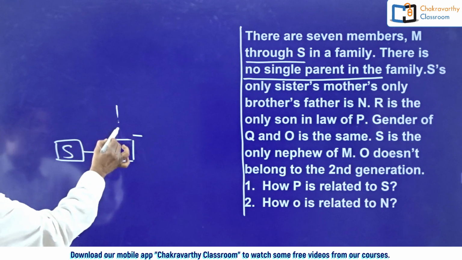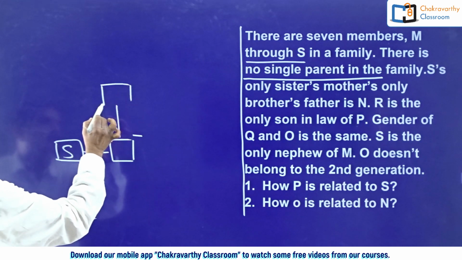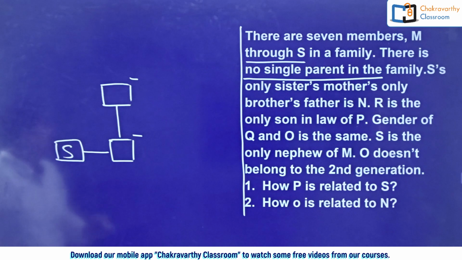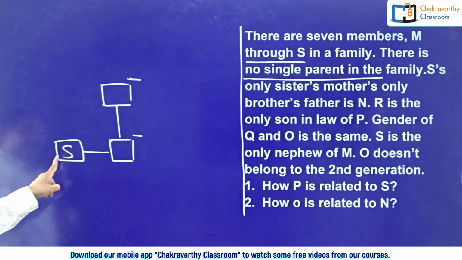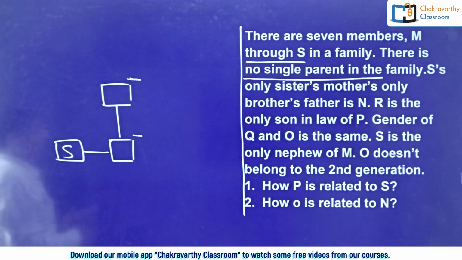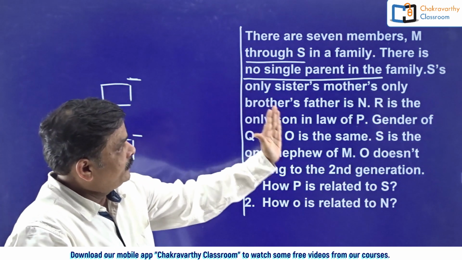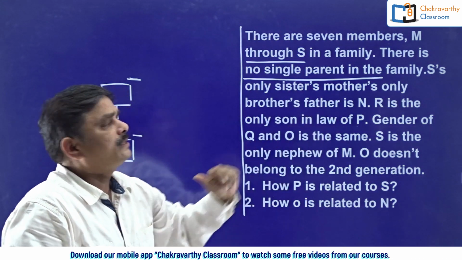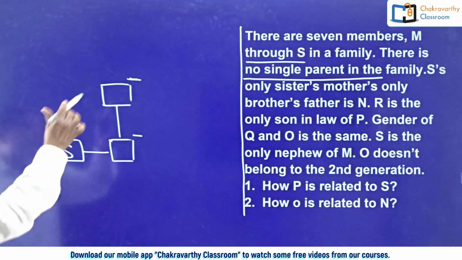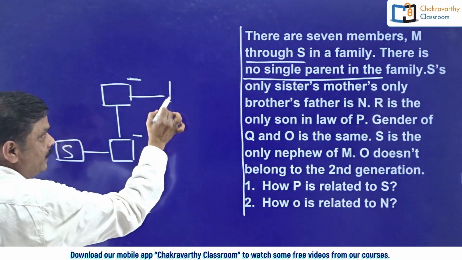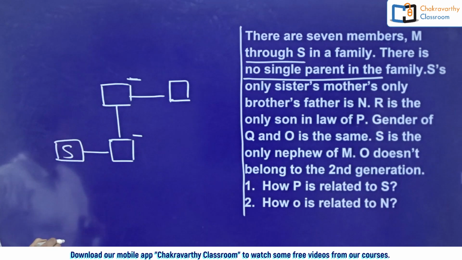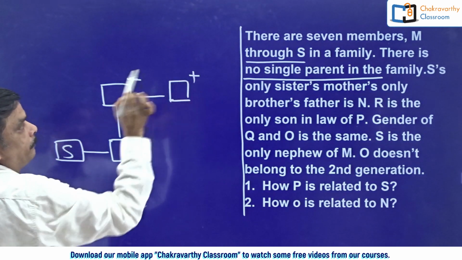Now that lady is S's mother only. Here it is. This is minus. Minus means female, plus means male. This lady is the mother of S and S's sister. Now, S's only sister's mother's only brother's father is N. This lady's only brother is here. Okay, I am making it as plus.